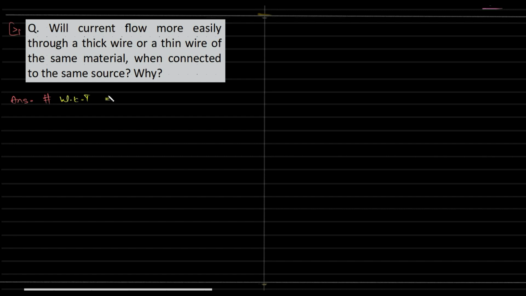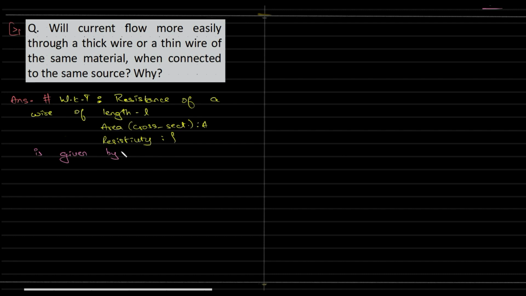We know that resistance of a given wire is equal to rho L by A. Is it not? Wait, actually you need to expand all of that. Can't just write. If you have to present it, this is the way to present. Resistance of a wire of length L, area of cross section A, and resistivity rho is given by R is equal to rho L by A.